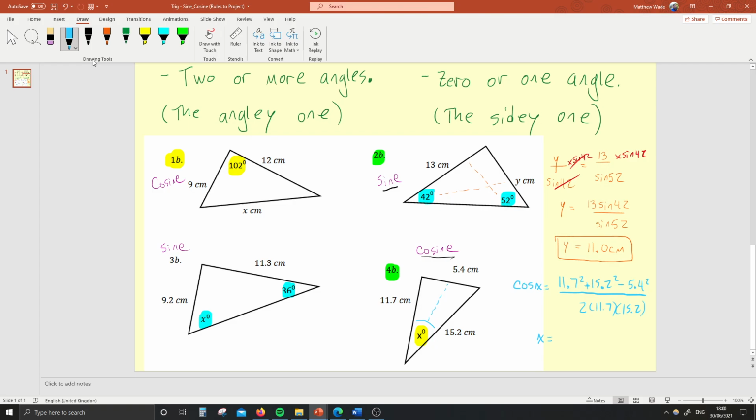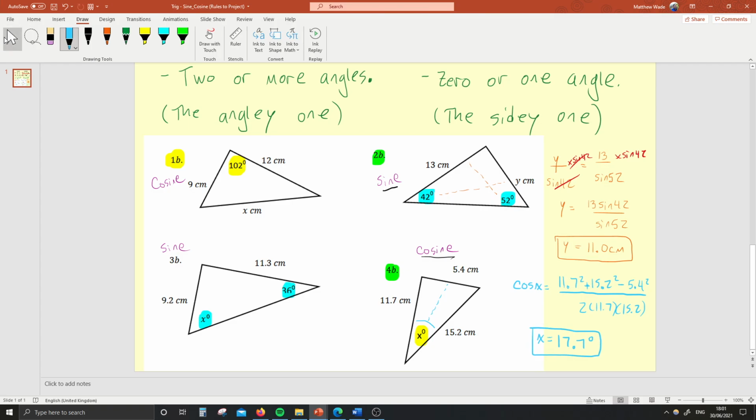Fraction button. 11.7 squared plus 15.2 squared, take away 5.4 squared. Underneath, it's 2, 11.7 and 15.2, equals. That's better. Okay, I got 0.9524, which is clearly not an angle. So here's what I'm going to do. Shift button and then cos to get cos to the minus 1. Then push Ans, close bracket, equals, and you should have got 17.7. So 17.7 degrees as your final answer.